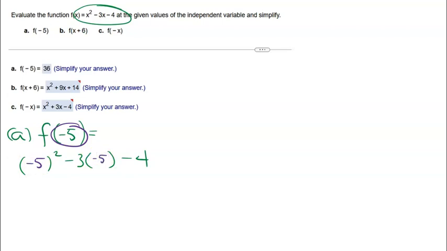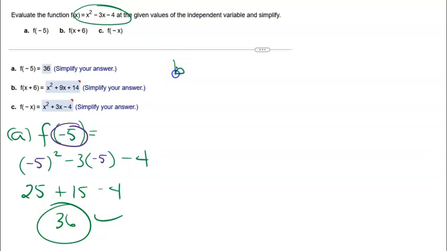Okay? Now, -5 squared, a lot of people miss this because they type it in their calculator just like I said it, -5 squared, but the parentheses are required because your calculator doesn't know you want to square the negative and the 5 without putting the parentheses. So -5 squared is 25. -3 times -5 is plus 15 minus 4. Left to right, 25 plus 15 is 40, minus 4 is 36. And notice that matches the answer above.